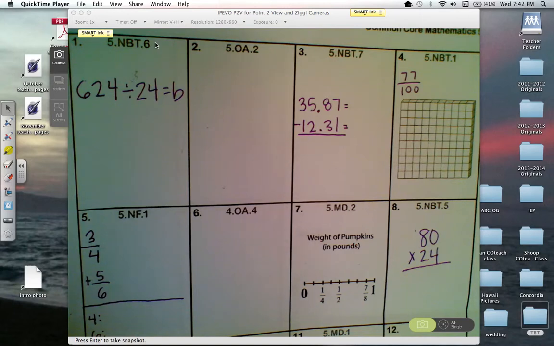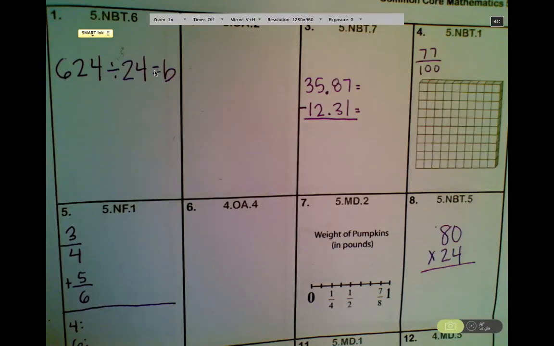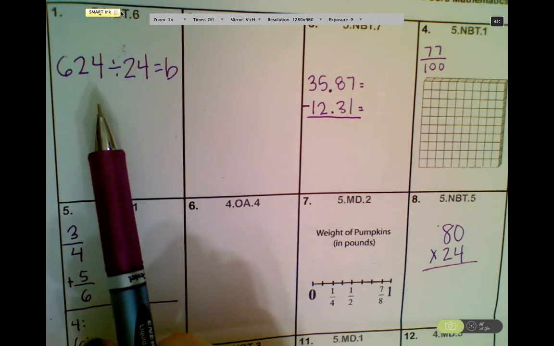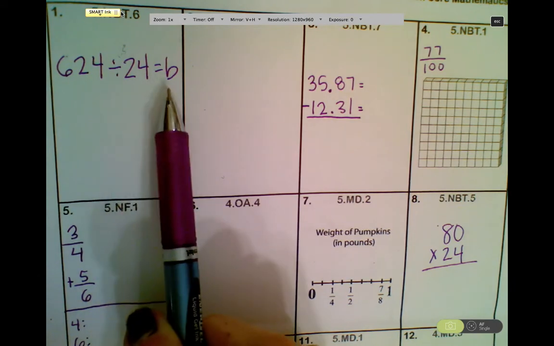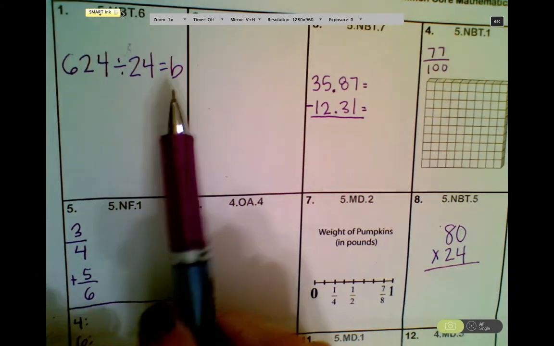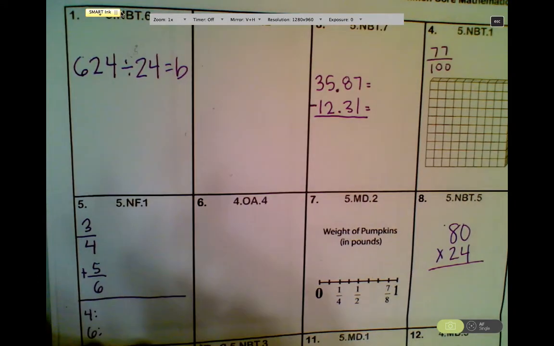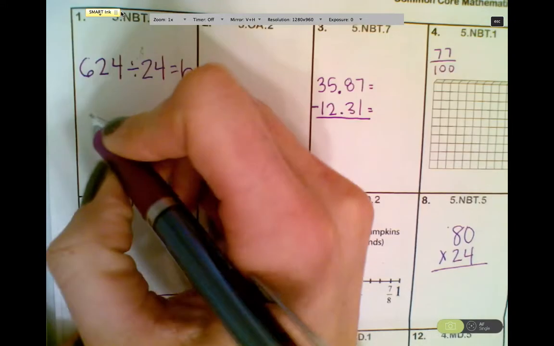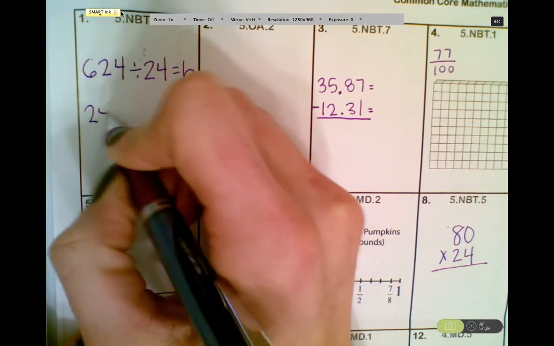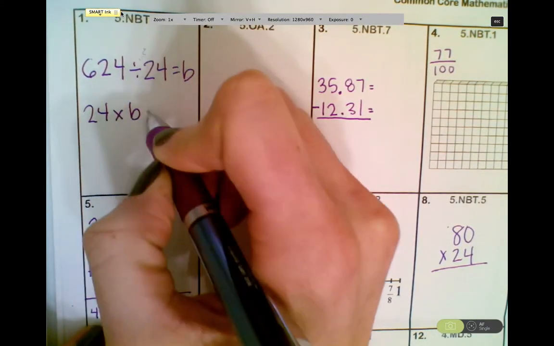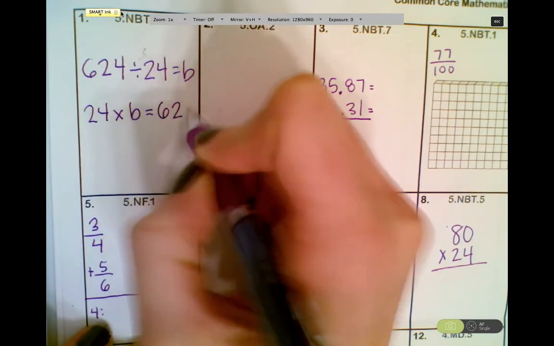Simple Solutions, Lesson 48. Number 1. Division is related to multiplication. Write a multiplication equation related to 624 divided by 24 equals B. If I wanted to write a multiplication problem, I could do 24 times B equals 624.